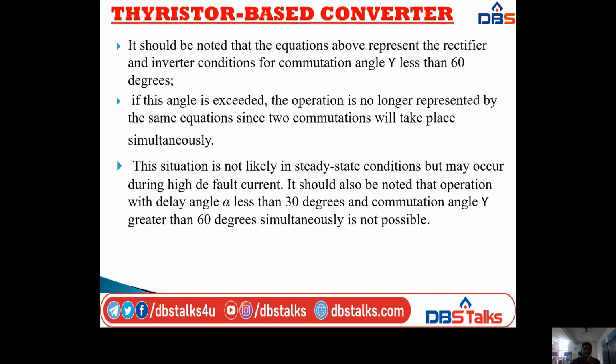It should be noted that the equations above represent the rectifier and inverter conditions for the commutation angle gamma less than 60 degrees. If this angle is exceeded, that means above 60 degrees, the operation is no longer represented by the same equation, since two commutations will take place simultaneously. This situation is not likely in steady state conditions, but may occur during high DC fault current. It should also be noted that operation with delay angle alpha less than 30 degrees and commutation angle gamma greater than 60 degrees simultaneously is not possible.